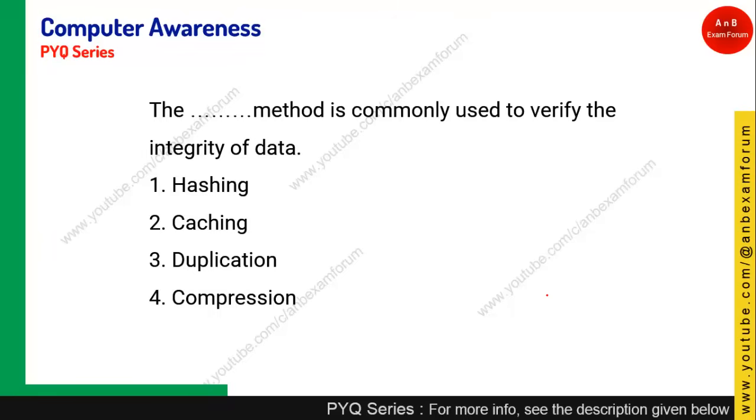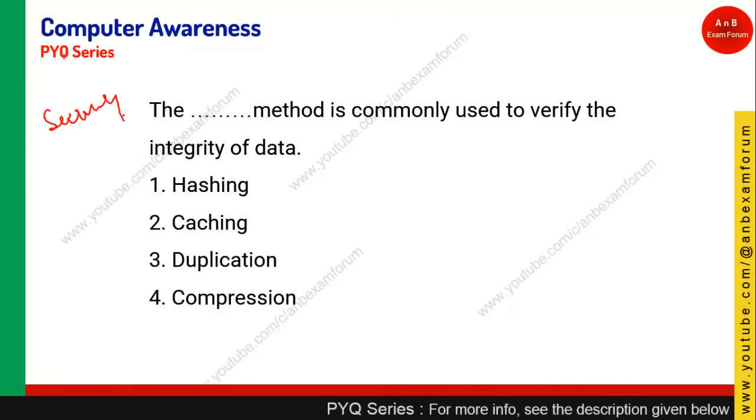The hash method is commonly used to verify the integrity of data. Okay, this is from the cyber security. So security, again one more question, and you should remember it is hashing. Okay, hashing method is used to verify the integrity of data.